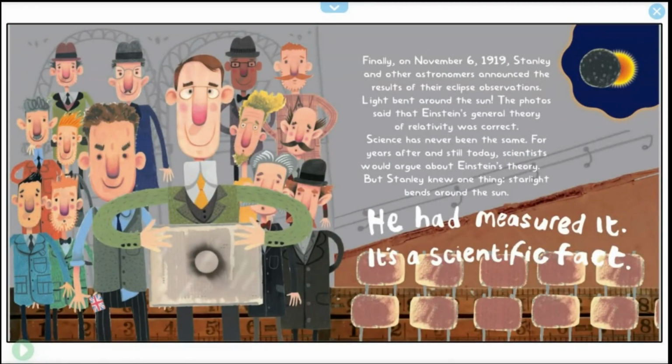Finally, on November 6, 1919, Stanley and other astronomers announced results of their eclipse observations. Light bent around the sun. The photos said that Einstein's general theory of relativity was correct. Science has never been the same. For years after and still today, scientists would argue about Einstein's theory. But Stanley knew one thing: starlight bends around the sun. He had measured it. It's a scientific fact.